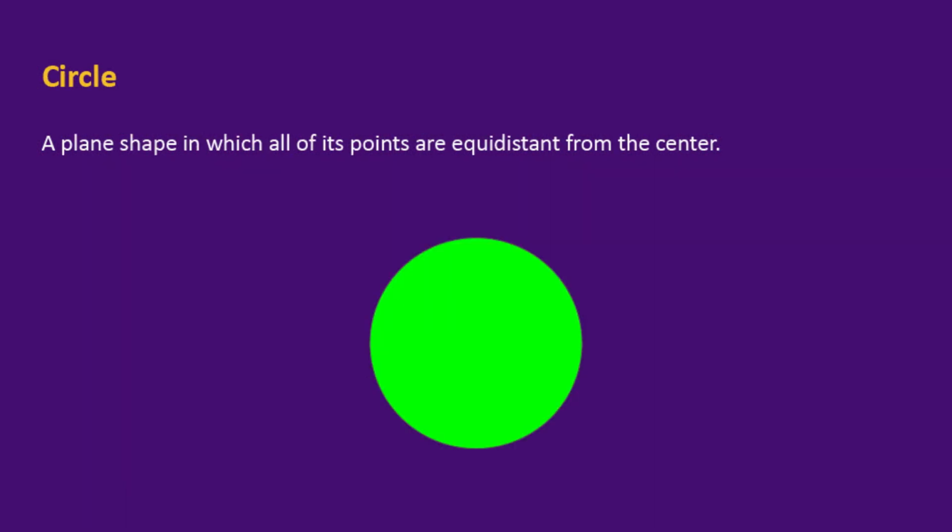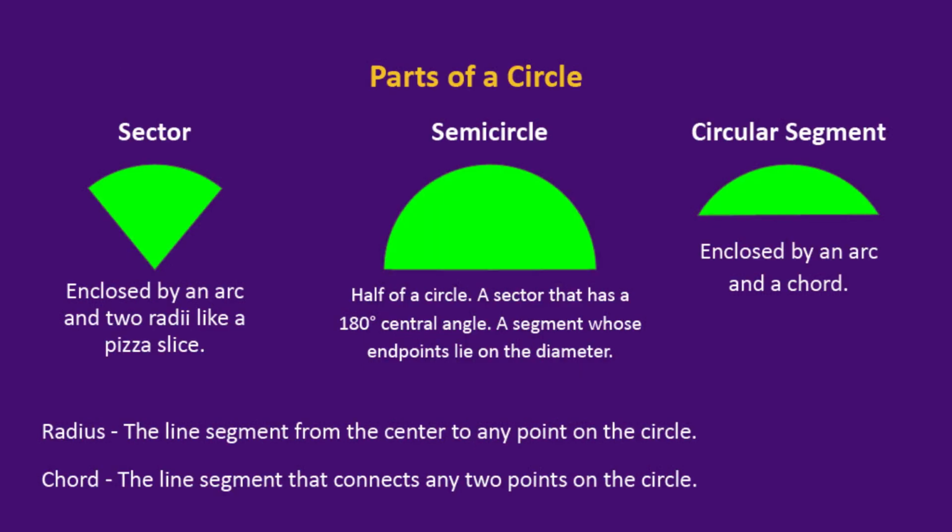And lastly, we have some shapes that are not polygons because they have at least one curved line. A circle, which is a closed curve consisting of points that are equidistant from the center, and some parts of a circle: a sector, which is enclosed by an arc and two radii like a pizza slice. The radius is the line segment that runs from the center to any point on the circle. A circular segment, which is enclosed by an arc and a chord. A chord is the line segment that connects any 2 points on the circle.